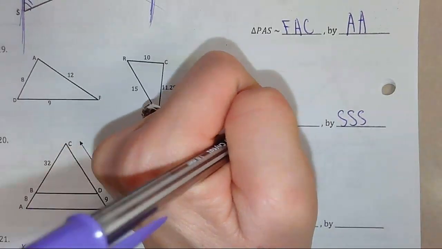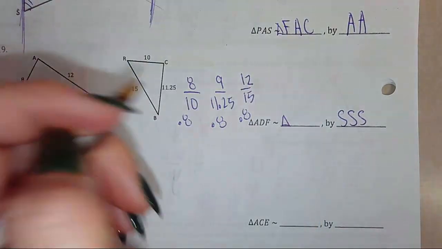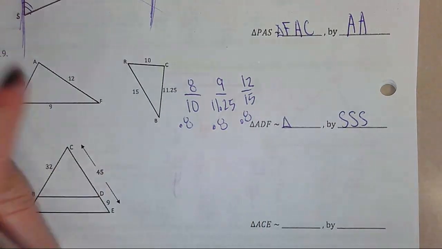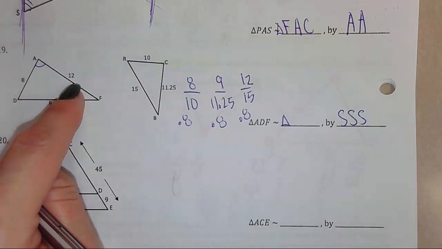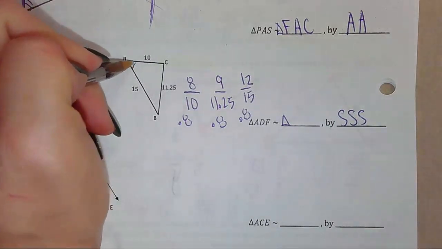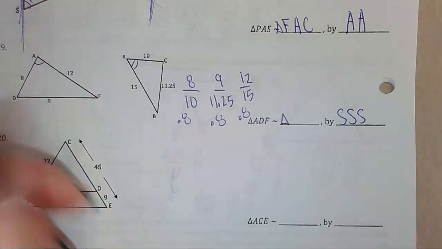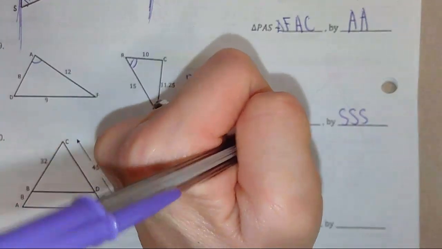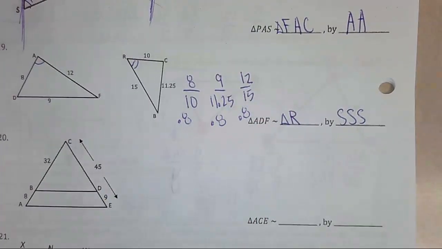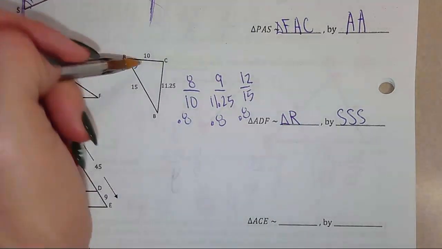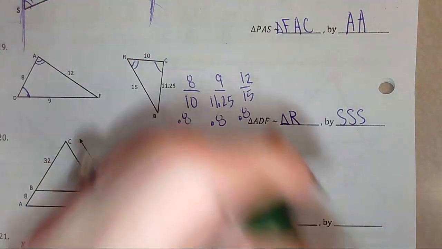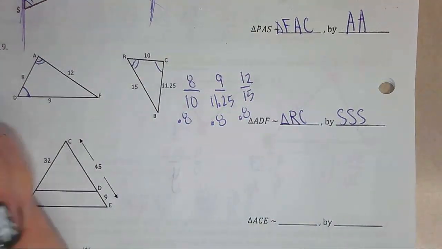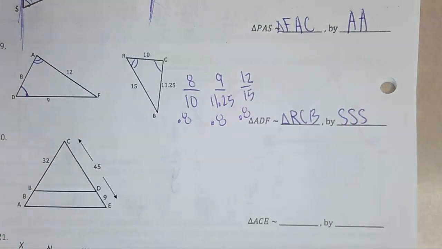Triangle ADF is similar, oh, I forgot the triangle on that one, to triangle... Well, A, which is right here, was between my smallest and my largest. So in that case, that would be R, which is between my smallest and my largest. So R. And then D, which is between my smallest and my medium, which would correspond with C. Whoops, forgot that one. And last but not least, angle B.